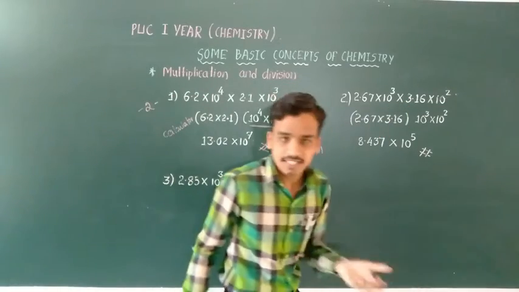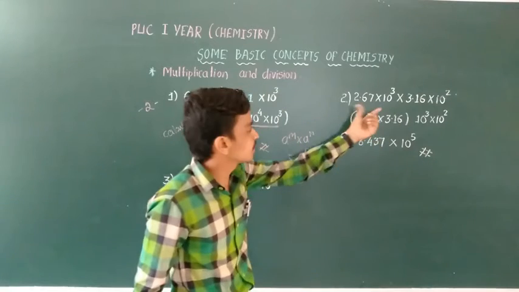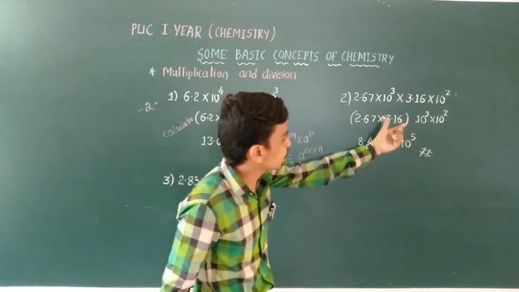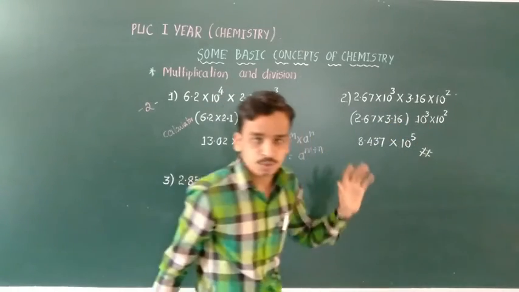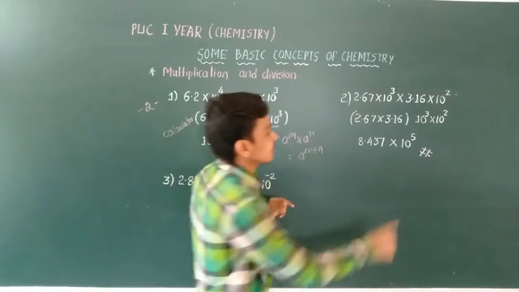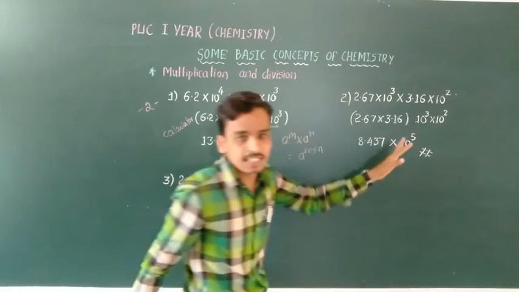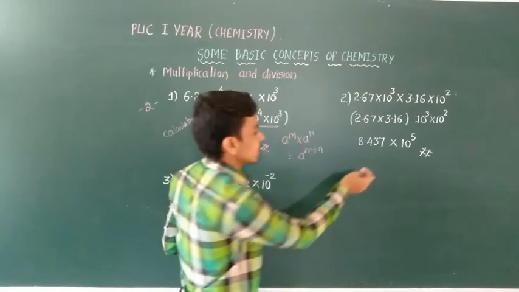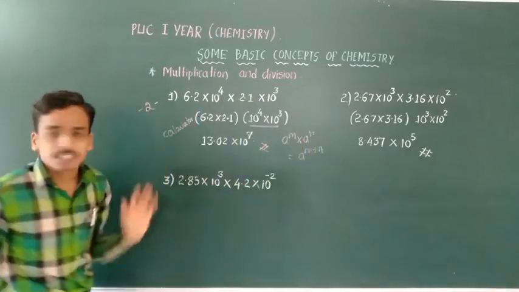Similarly I will continue with the second problem. Once again it is the same method. 2.67 into 3.16, you have to rearrange these terms. It is 2.67 into 3.16, and what is remaining is 10 raised to 3 into 10 raised to 2. Again it is of the form a raised to m into a raised to n, therefore it becomes 10 raised to 3 plus 2, that is 10 raised to 5, and after multiplication you are getting 8.437. It is regarding the multiplication.